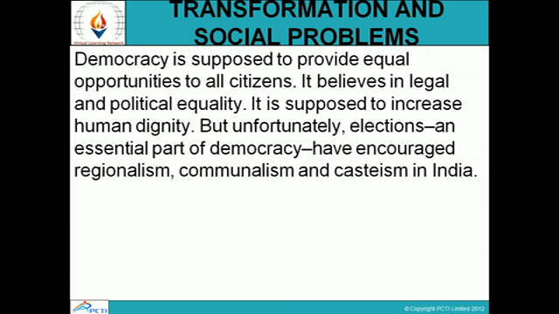Democracy is supposed to provide equal opportunity to all citizens, and it believes in legal and political equality. It is supposed to increase human dignity, but unfortunately, elections, an essential part of democracy, have encouraged regionalisms, communalisms and casteisms in India.